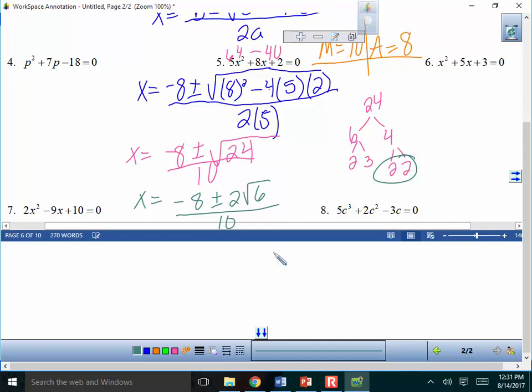And we can't simplify unless we're able to simplify with all three of these terms, the negative 8, this 2, and this 10. Is there a GCF between those three factors? 2. So we can divide everything by 2, and that gives us negative 4 plus or minus the square root of 6 over 5. And we cannot divide the 6 by the 2 because it's under the radical. Are y'all okay with that? Do you remember this? Kind of. All right, any questions here on number 5?